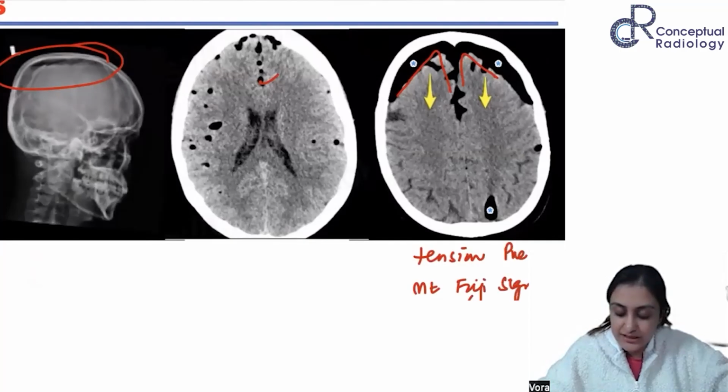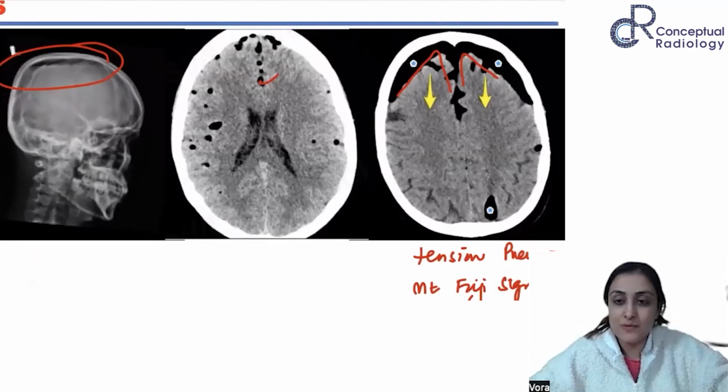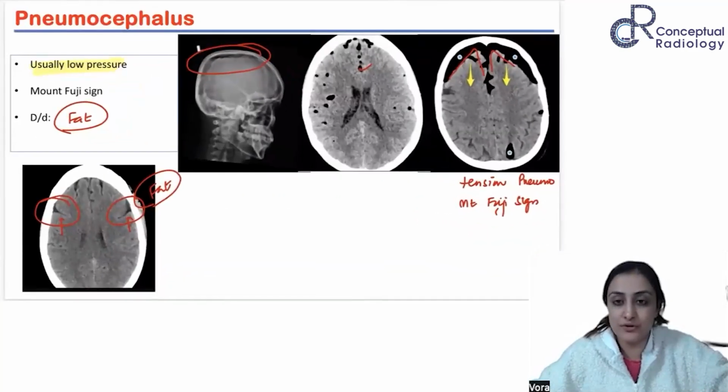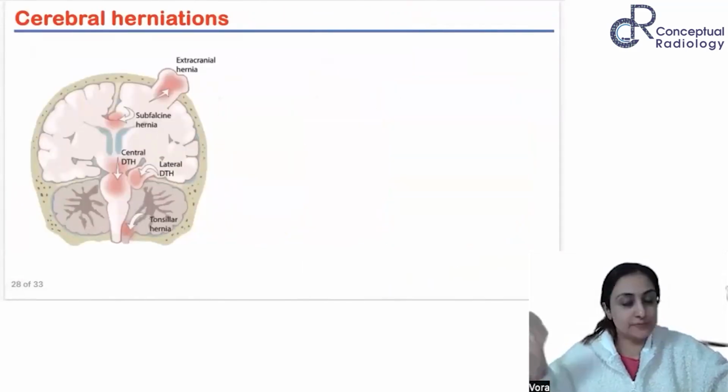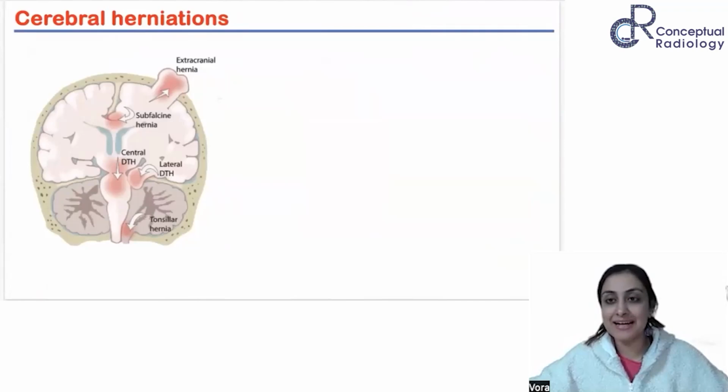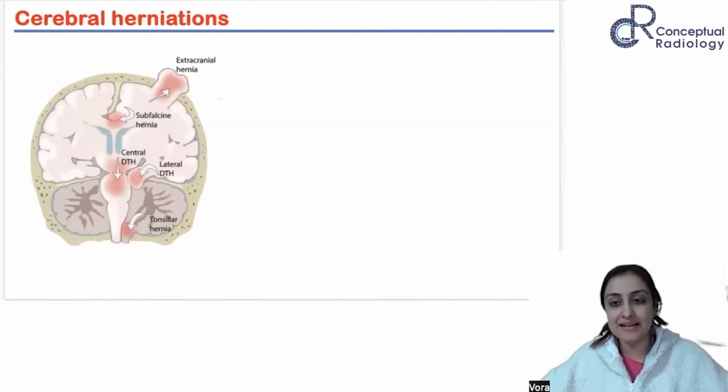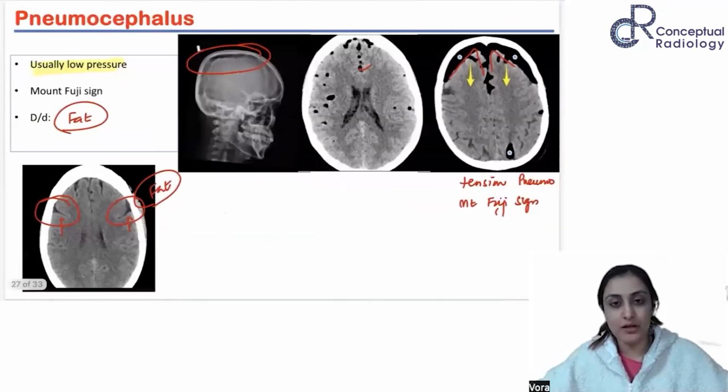So this is your tension pneumocephalus. When you start to see this tethering of the frontal lobes, that's when you know that there is pressure. Otherwise, pneumocephalus is not very important. Coming to the secondary effects, primary injuries are done, everybody on the same page. What are the herniations? What are the secondary impacts of the trauma?